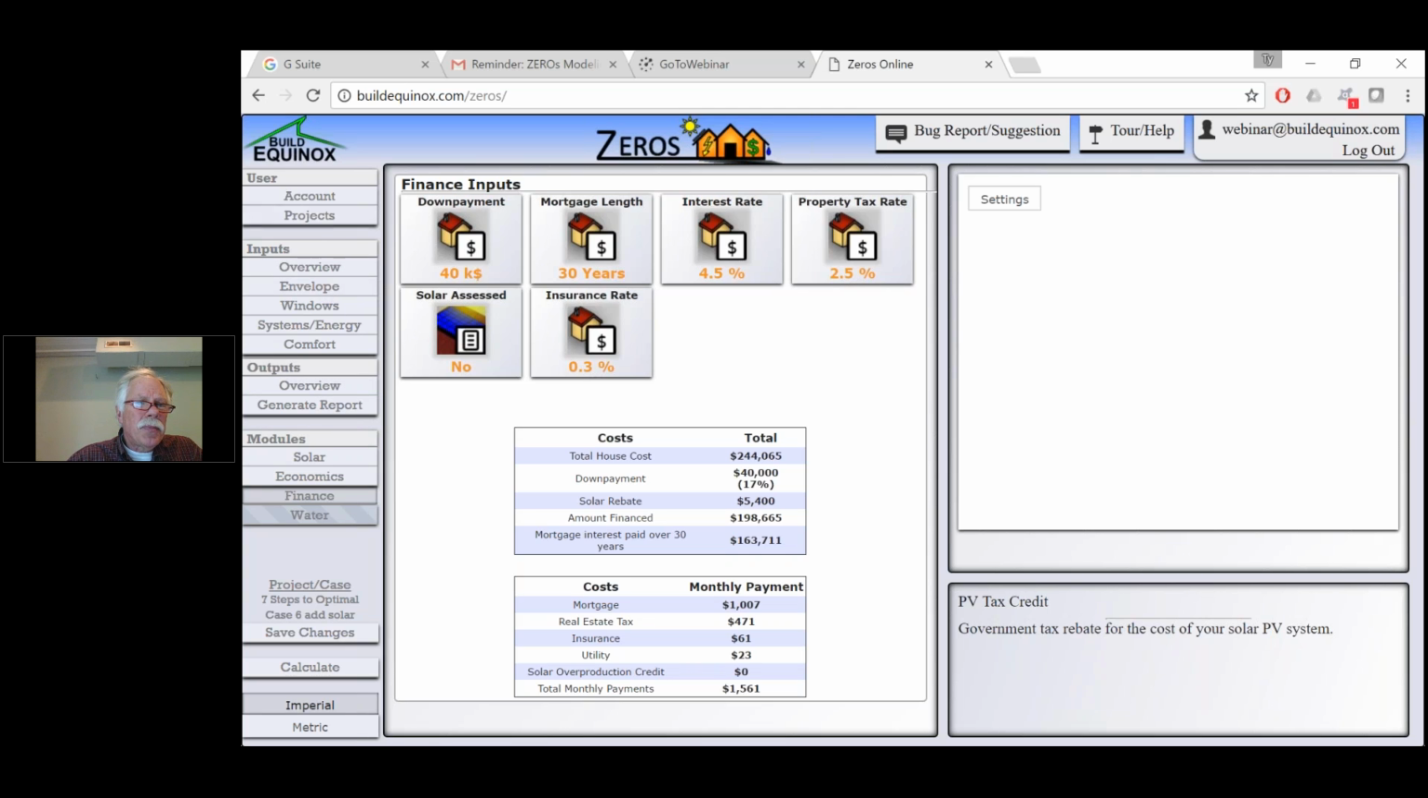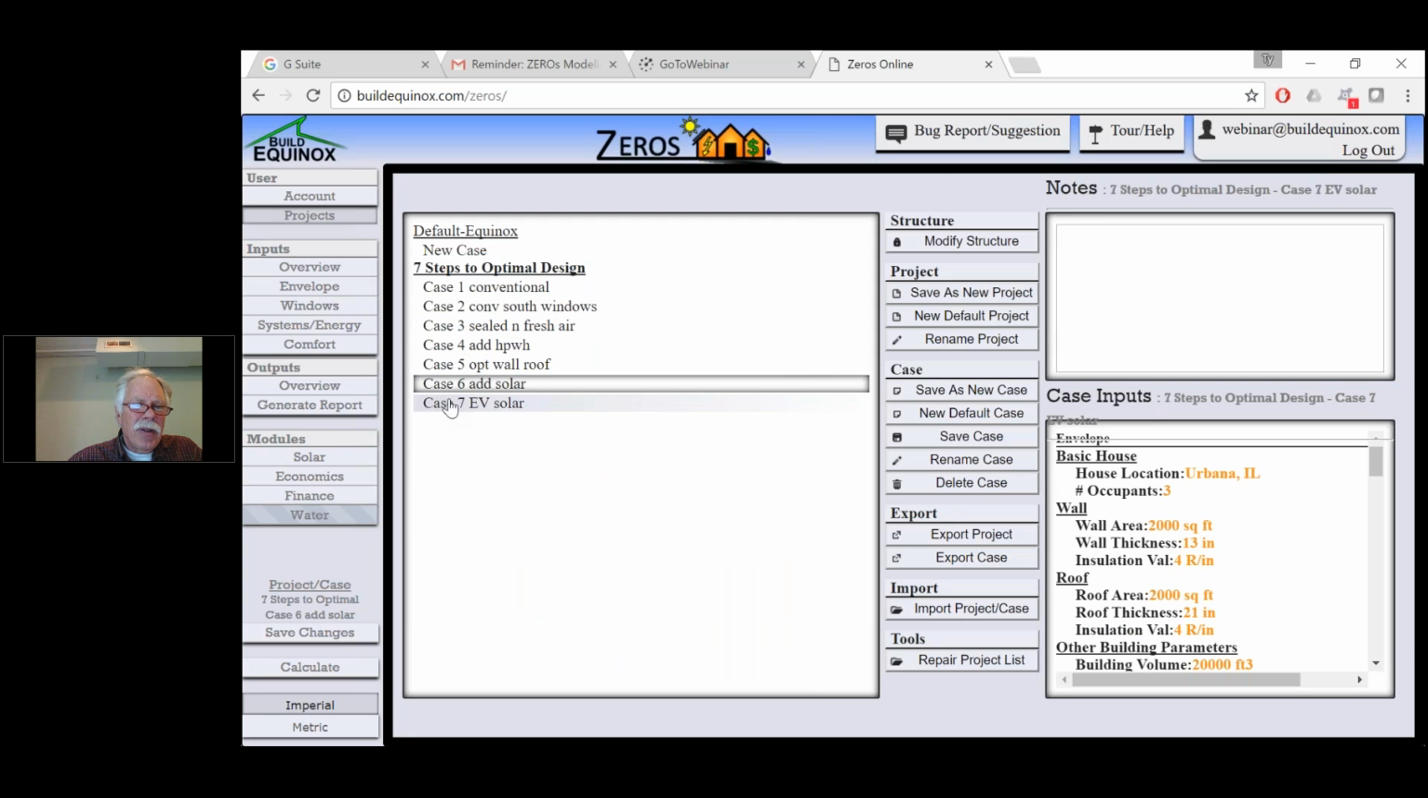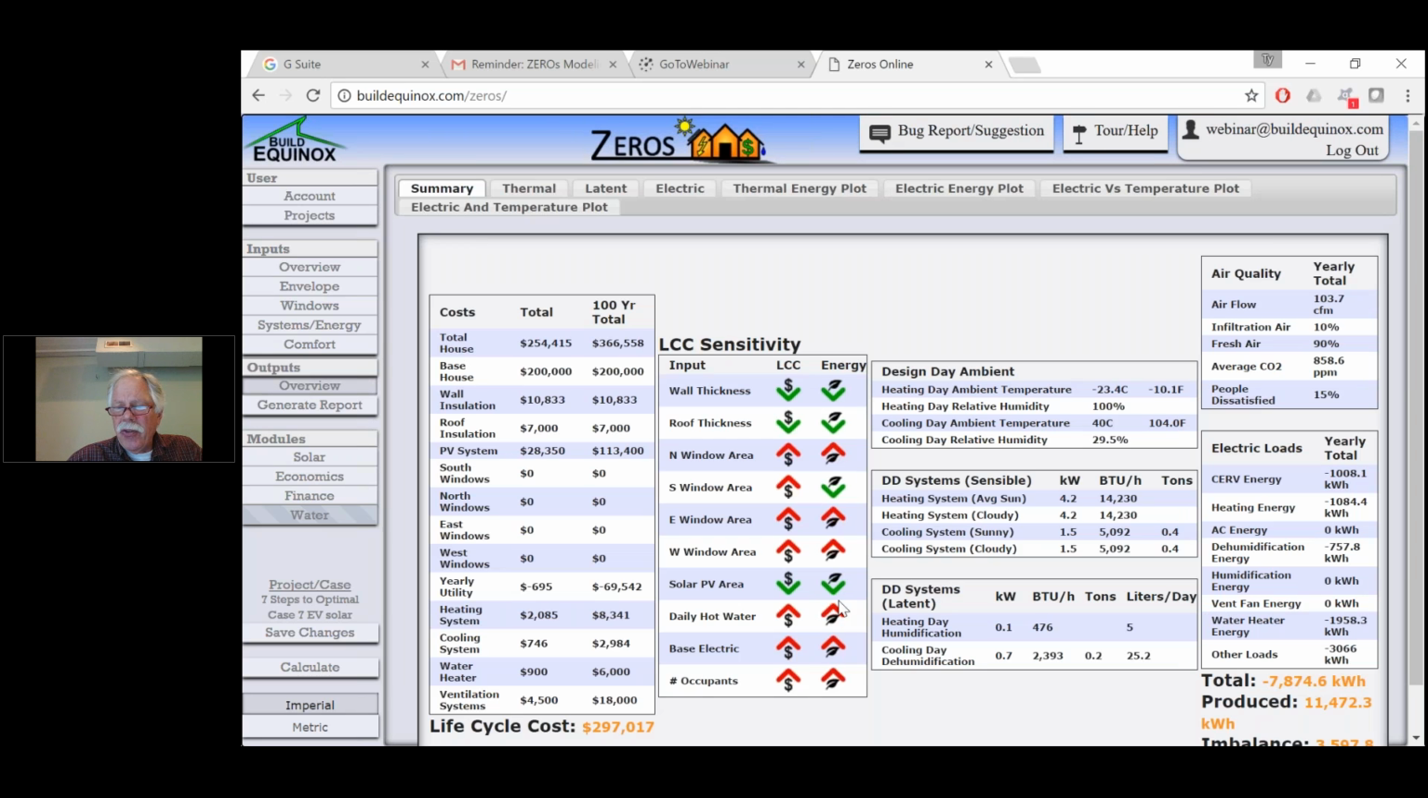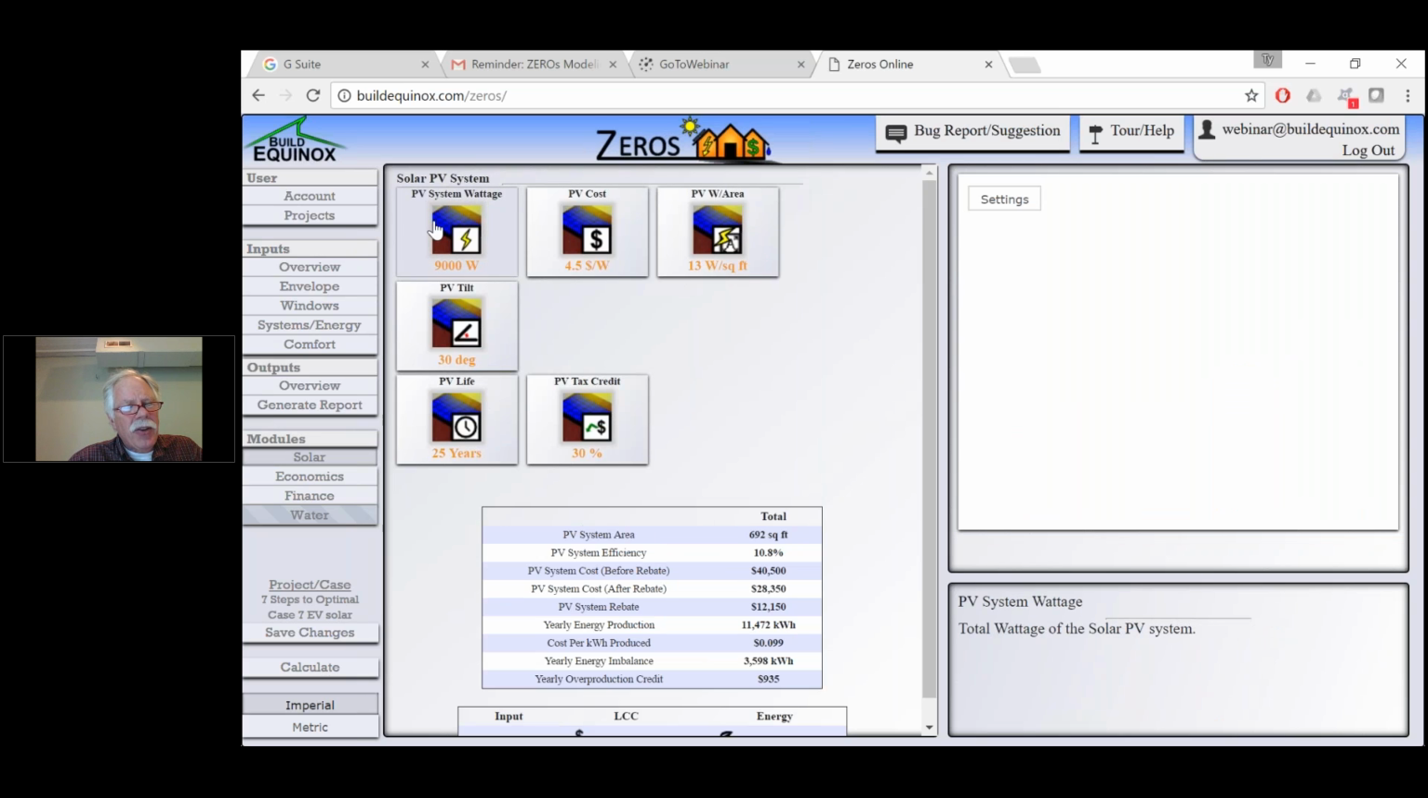Let's go on to our last case, and we're going to add additional solar, so we're not only net zero, we're going to be able to power a car. In powering a car, in case 7, we're adding about 3,000 kilowatt hours. If we go over to the solar, I've bumped up from a 6,000 watt system to a 9,000 watt. Not too large, about 700 square feet based on these solar parameters.